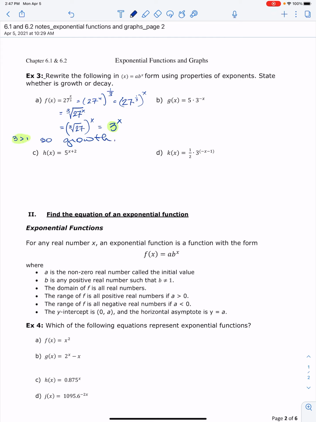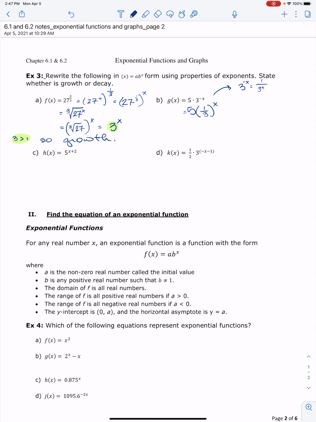function. B, I have g of x equals 5 times 3 to the negative x. Here I'm going to use the properties of that negative exponent. This becomes 1/3 to the positive x. So keep in mind, 3 to the negative x, we could rewrite as 1/3 to the x.